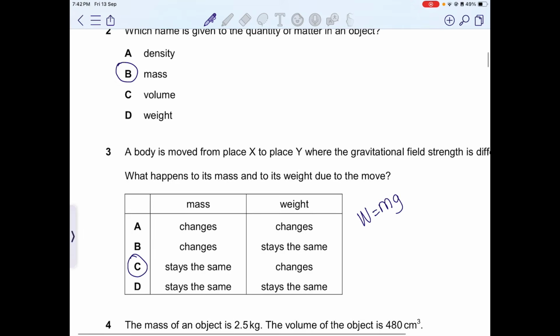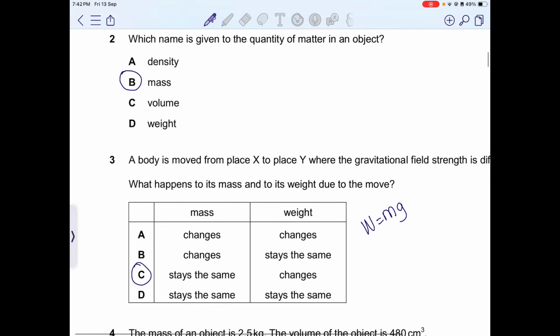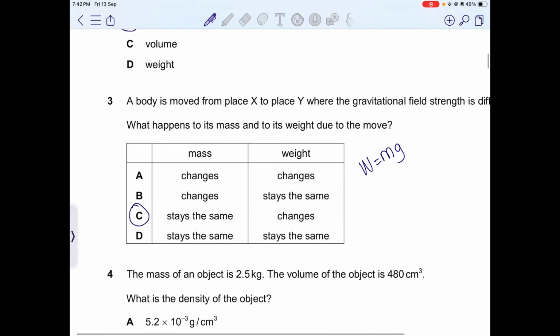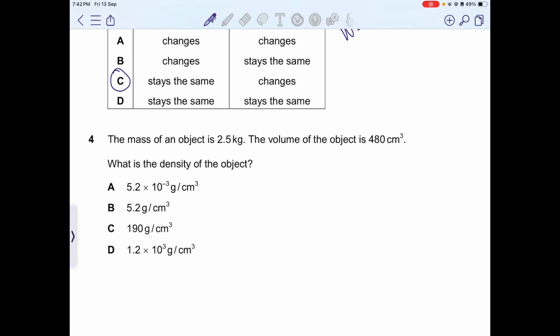Alright. So the first answer is A, the second is B, and the third is C. Moving on, it says that the mass of an object is 2.5 kg and the volume of the object is 480 cm³. What is the density? So density, which is represented by rho, is equal to mass divided by volume. Now, here you can see in the answers that the units are all given in grams per centimeter cubed, so you have to make sure you're working in the same units. So 2.5 kg is basically 2500 grams, multiplying by 1000, and volume is given in centimeter cubed, so just divide 2500 by 480.